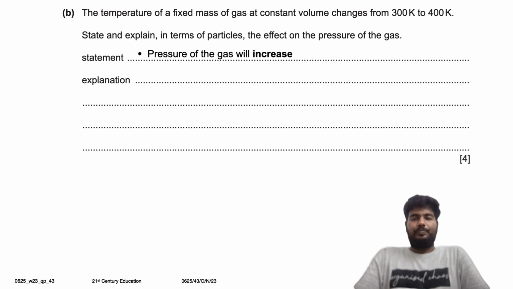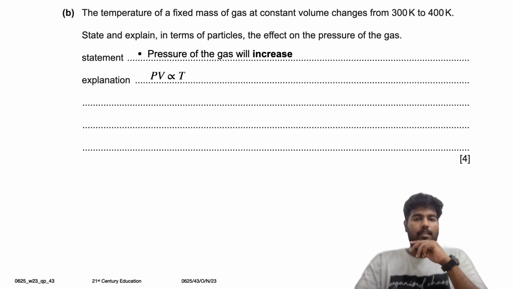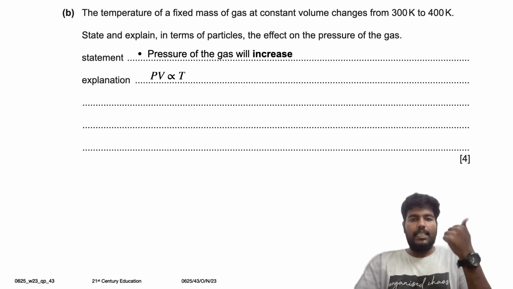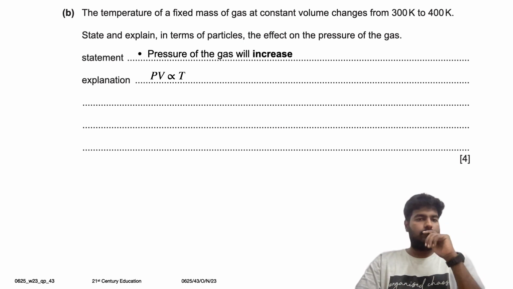Why did it increase? Theoretically, one reason: PV is proportional to T. Pressure times volume is proportional to temperature. If you keep one constant and increase either pressure or volume, the temperature will increase.